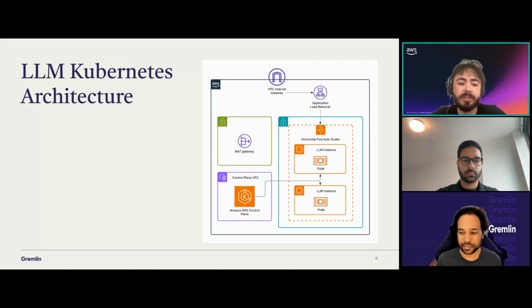So if this fails, users can't reach the model at all. We also have a horizontal pod autoscaler, or an HPA. Since LLMs are compute heavy, we use the HPA to dynamically scale inference pods. So if the HPA is misconfigured or too slow to react, we can either over provision and waste money, or under provision and cause timeouts.